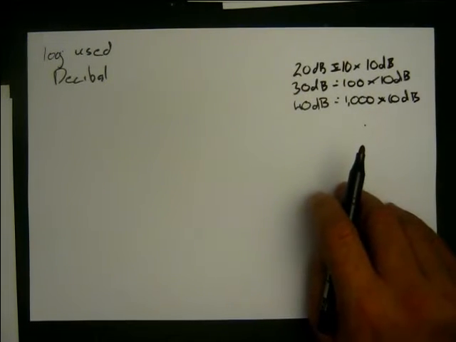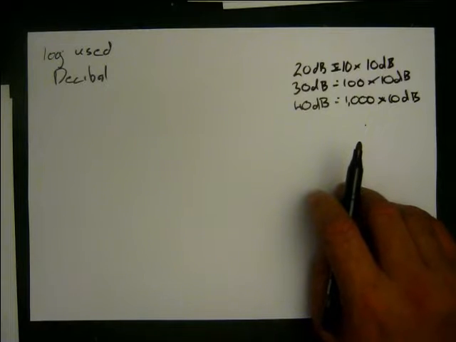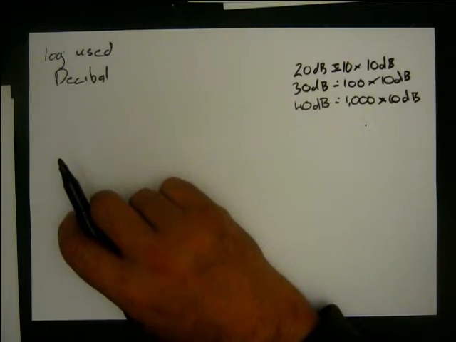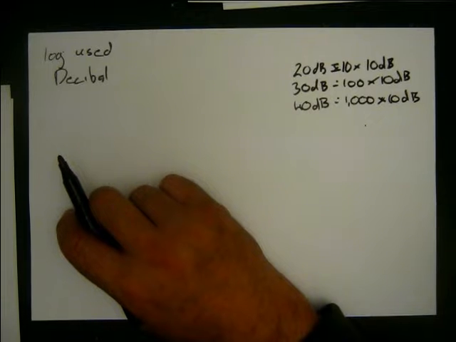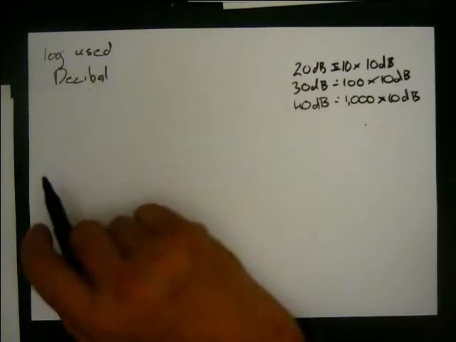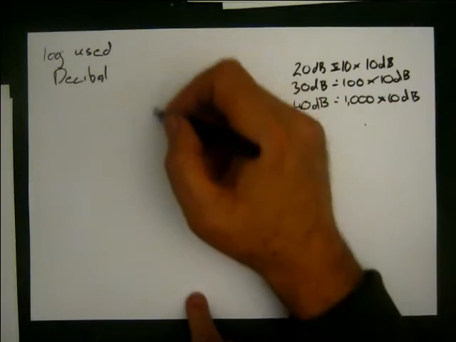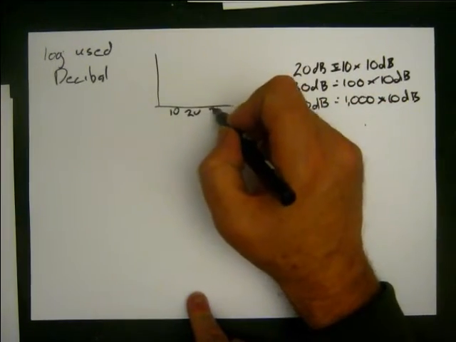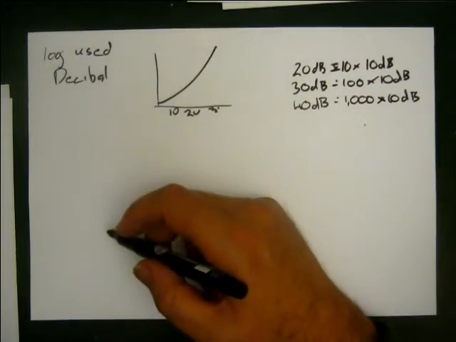You think about it, the human hearing range goes from 0 to about 160 decibels. So what's that? That's like a 100 million times difference in range that we can hear. Okay, so decibels are a logarithmic scale, and if you plot them, 10, 20, 30, it goes whoosh like that.